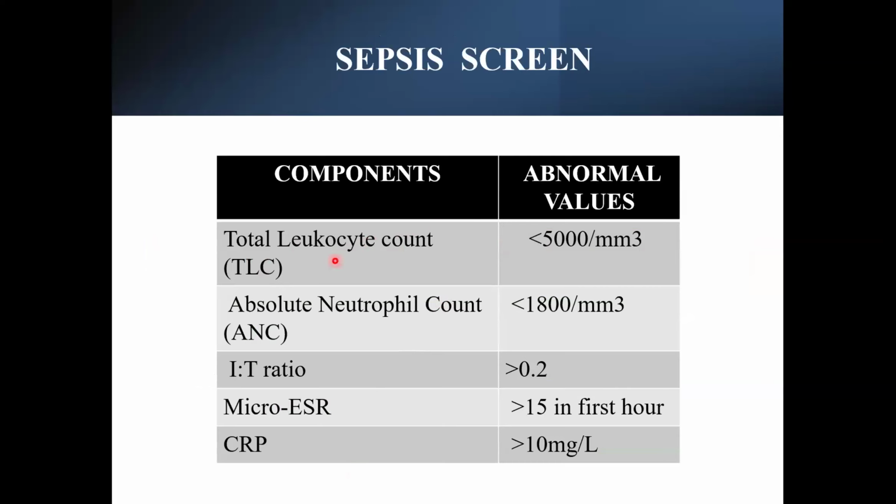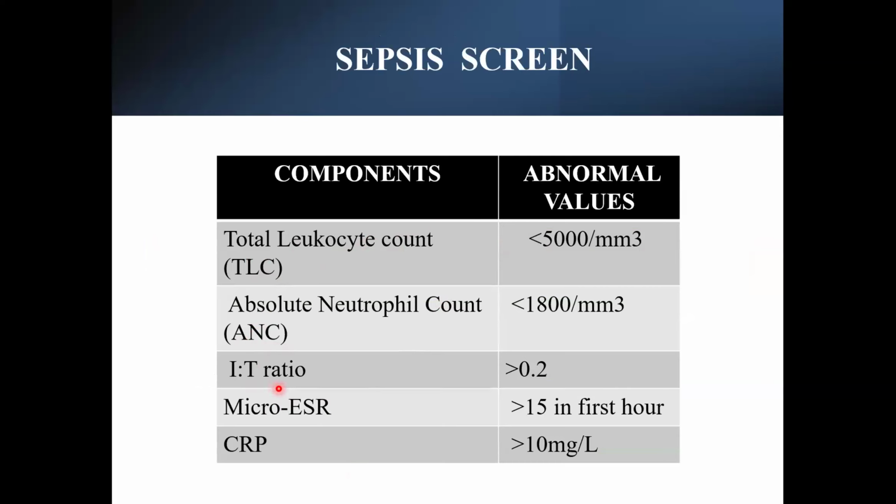We have 5 components, namely TLC, ANC, IT ratio, which is immature to total fraction of leukocytes, micro ESR, and CRP. So the abnormal values are given here. TLC less than 5,000, ANC less than 1,800, IT ratio more than 20% or 0.2, micro ESR above 15, and CRP more than 10 milligram per liter or 1 milligram per deciliter.